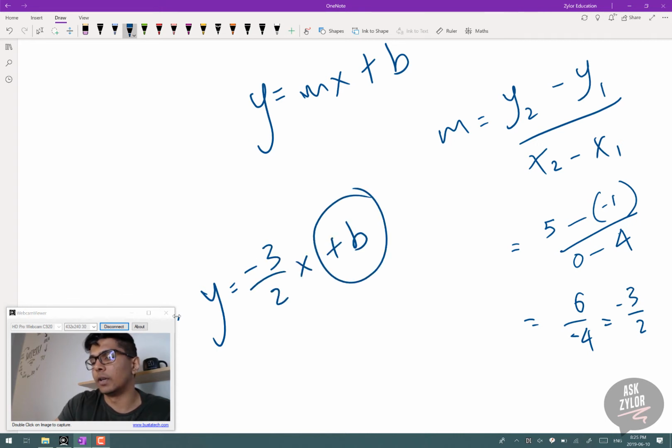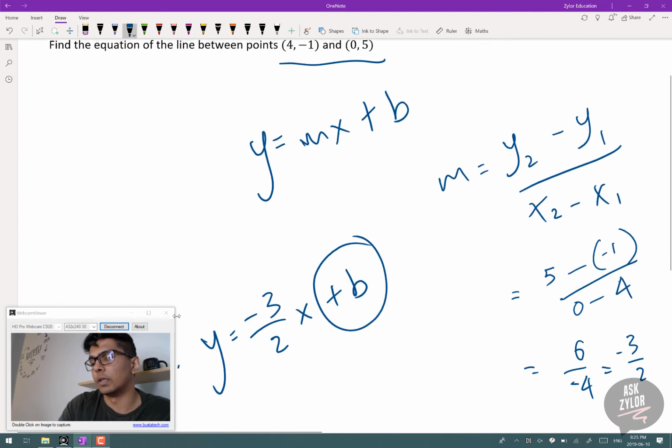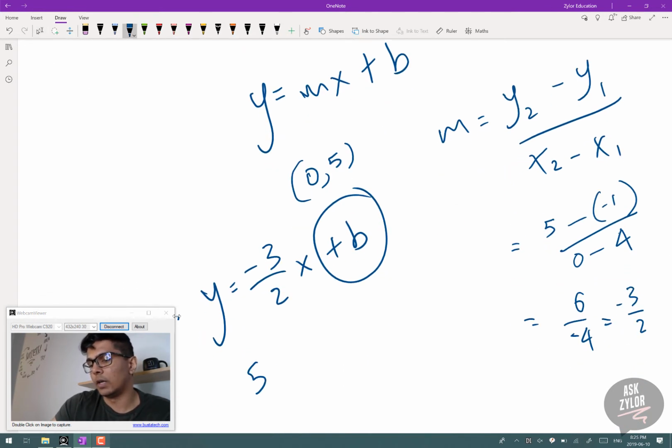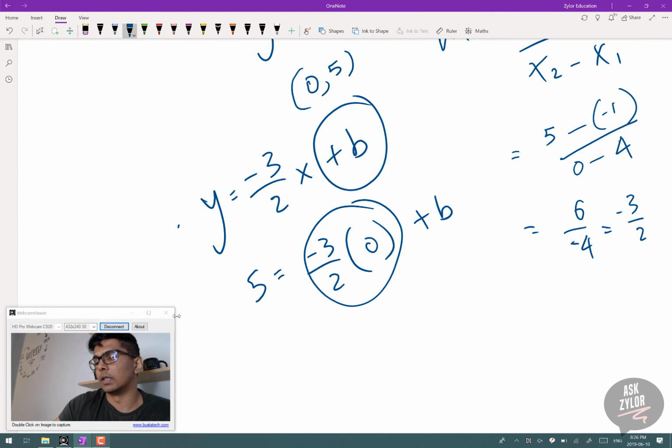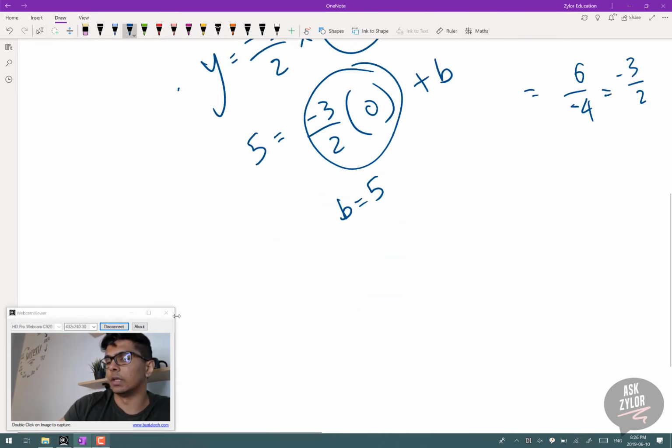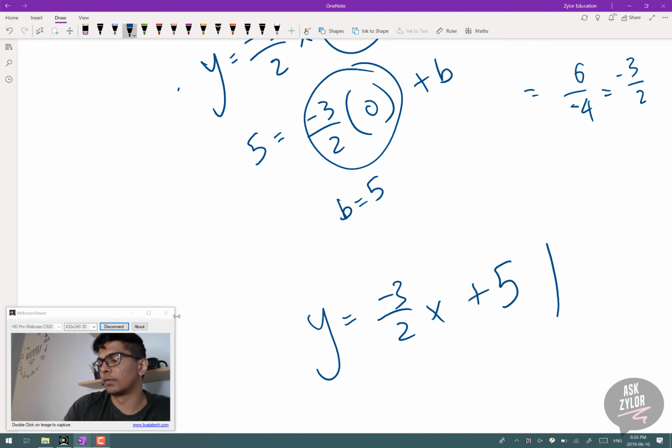How do we find the b value? I'm going to sub in one of the points, right? So let's pick (0, 5) to sub in. So I get 5 is equal to -3 over 2 times 0 plus b. This entire term goes to 0 because anytime I multiply by 0, I end up with a 0, so b is equal to 5, right? So my equation ends up being y is equal to -3 over 2 x plus 5.